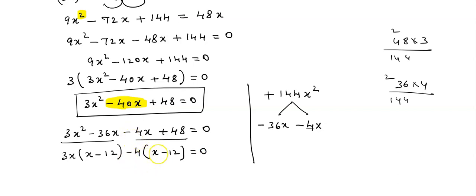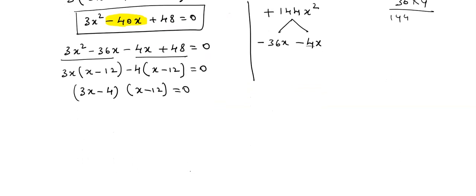Minus into plus is minus. 4 into x is 4x. Minus into minus is plus. 4 12s are 48. Now what is outside? 3x minus 4. What is inside? x minus 12. That is equals to 0.